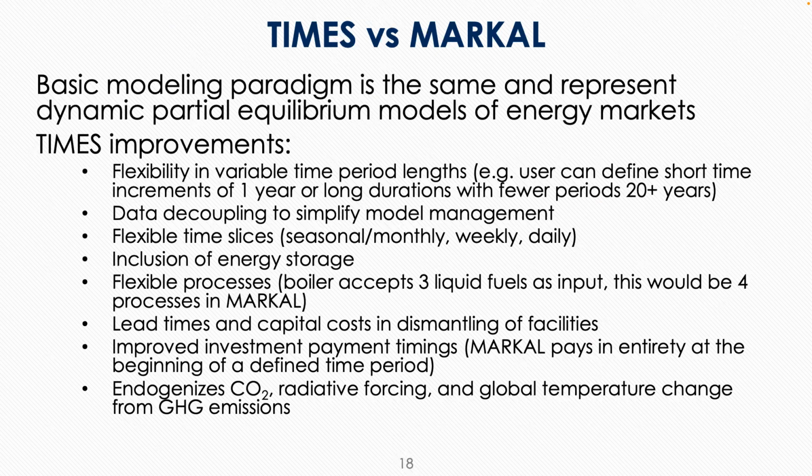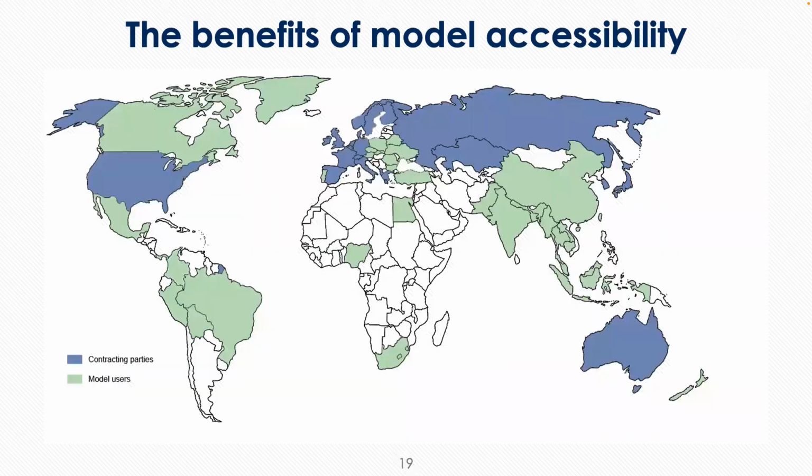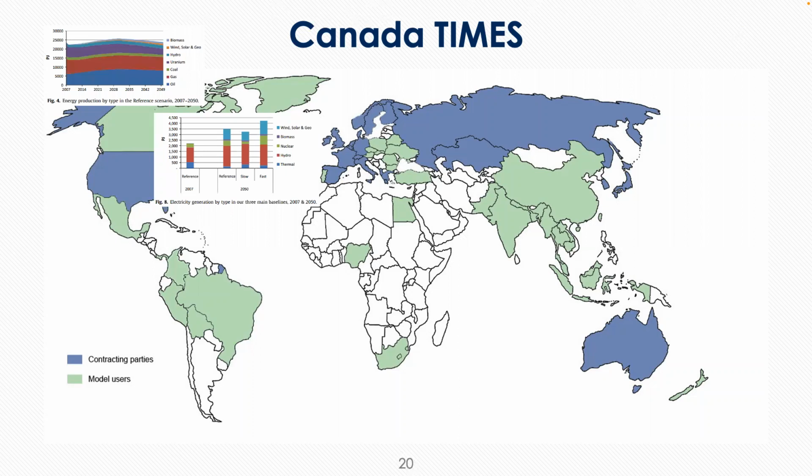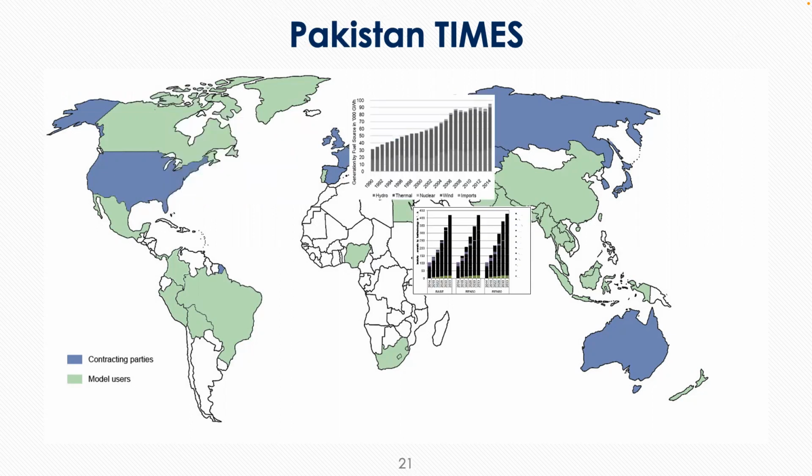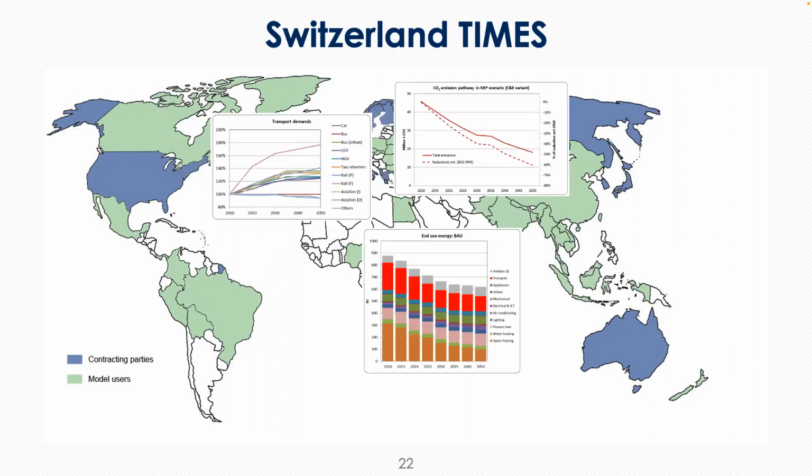One other really big thing is that the models became more widespread, more accessible, and you had lots and lots of different stakeholders be able to leverage and use this model. And so just to give a quick highlight reel, I combed through the literature to see how many different TIMES variants there are. So Canada has a version. This is a generic examination of their energy system. There's one for Pakistan. Switzerland has one.